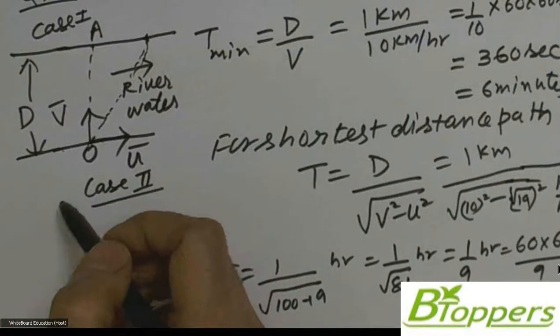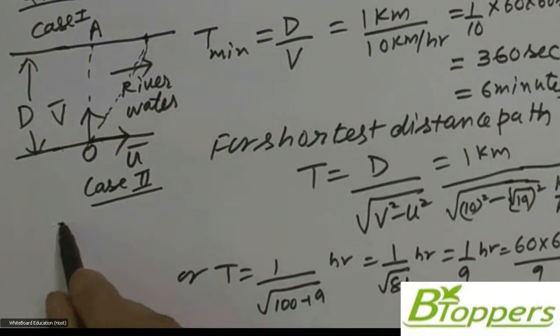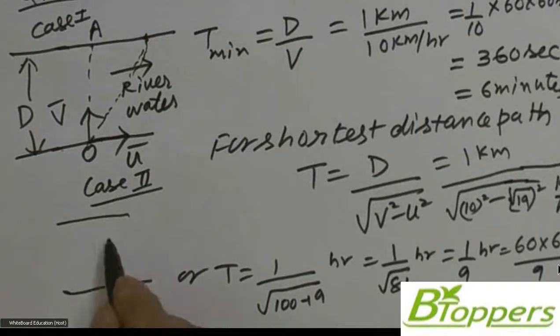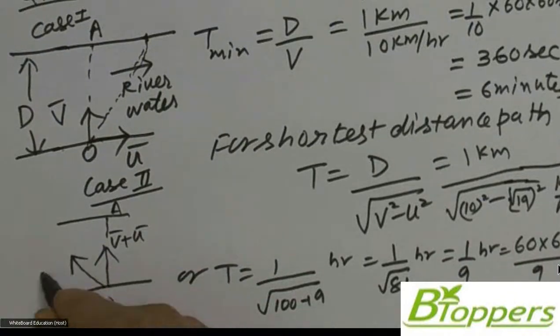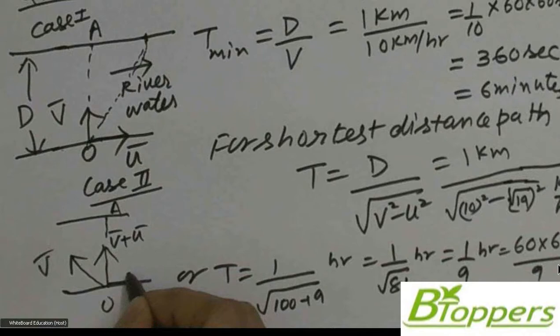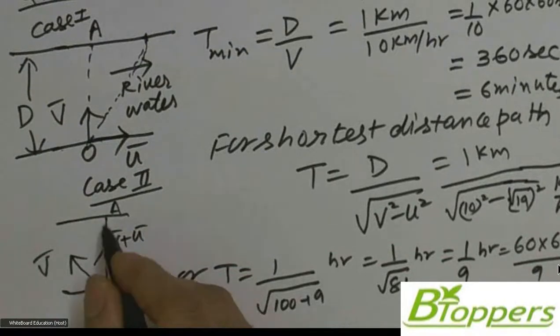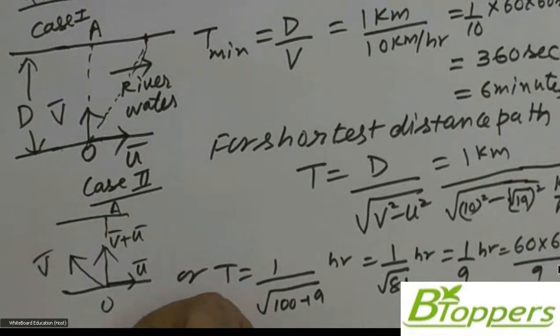It is not equal to the width of the river. In case 2, the boat crosses the river along the shortest distance path from O to A. That means the resultant of V bar and U bar in this case is directed along OA, so that it moves along OA.